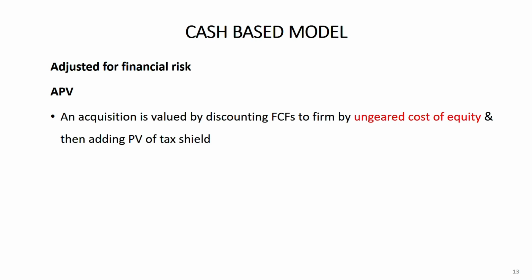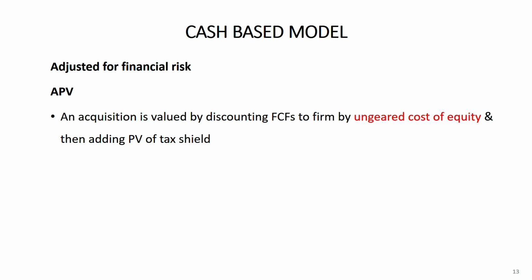First thing you have to remember is an acquisition is valued by discounting free cash flows to firm. See, free cash flows to firm. It's not free cash flow. Free cash flows to firm by ungeared cost of equity and then adding present value of the tax shield. So we know about the present value of the tax shield. I'm not focused about it. I am worried about the other one, ungeared cost of equity. I have underlined it in red. I've written in red for you to see properly which one you have to use to discount: ungeared cost of equity, not geared. Ungeared cost of equity, because it's free cash flow to firm.